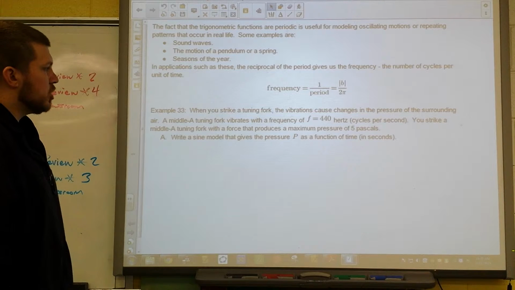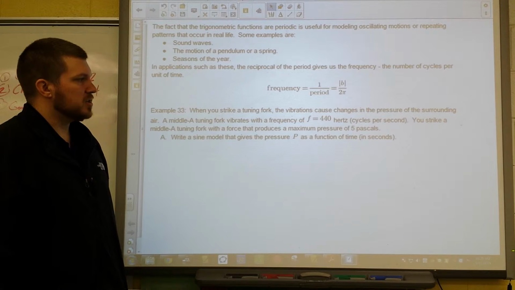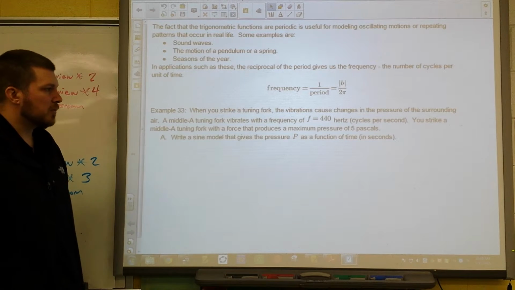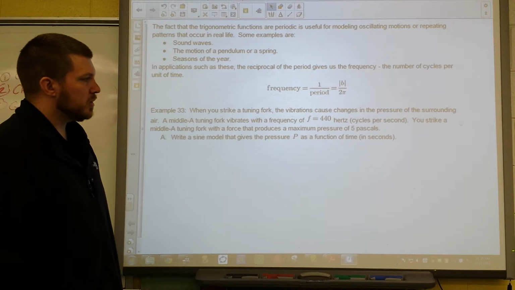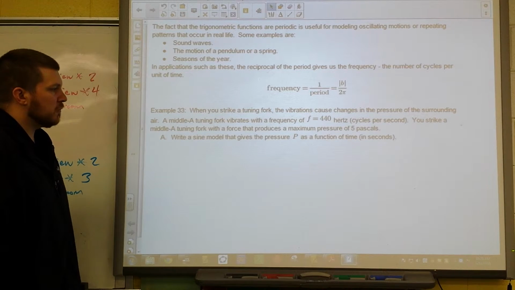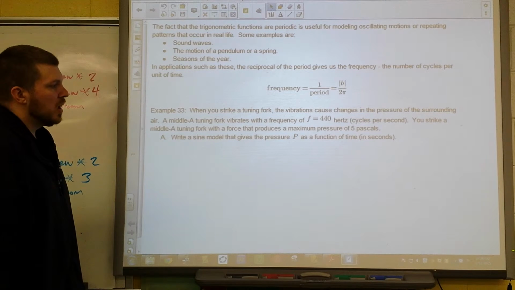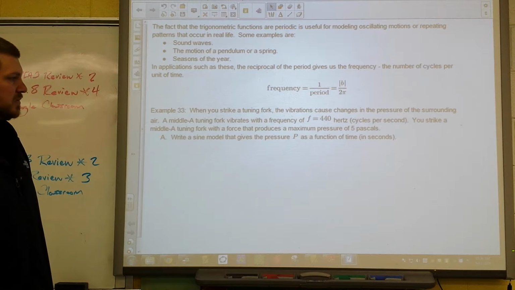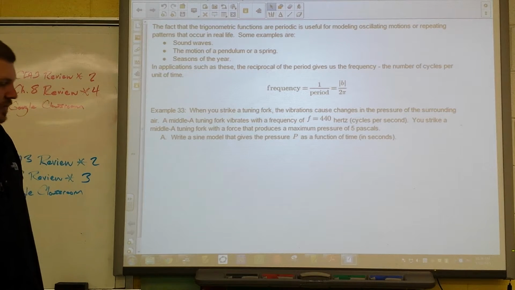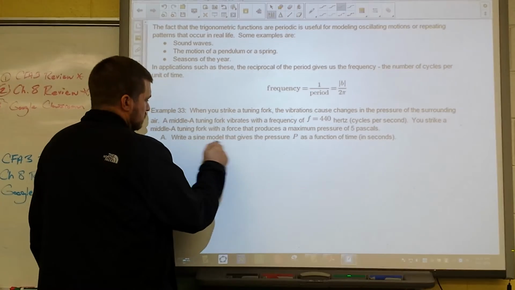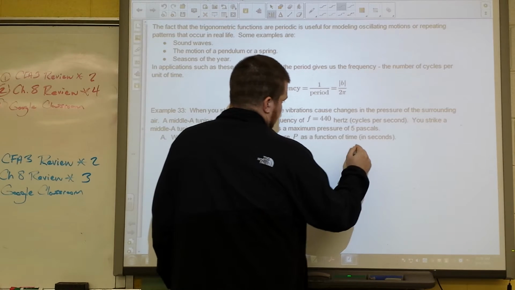When you strike a tuning fork, the vibrations cause changes in the pressure of the surrounding air. A middle A tuning fork vibrates with a frequency of 440 hertz, that's cycles per second, and you strike a middle A tuning fork with a force that produces a maximum pressure of 5 pascals. We're going to write a sine model that gives the pressure P as a function of time in seconds. Okay, so we're told to write a sine model that gives P as a function of time.